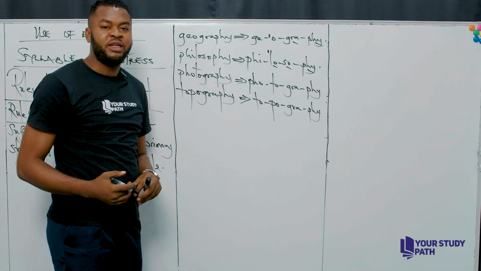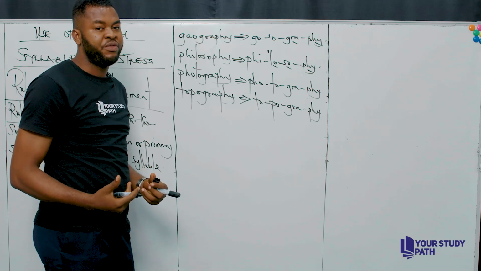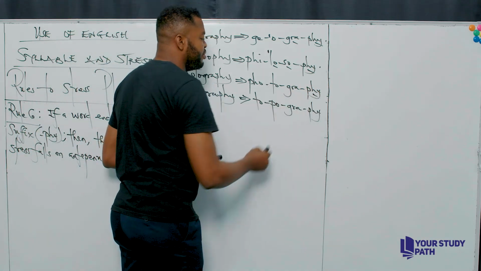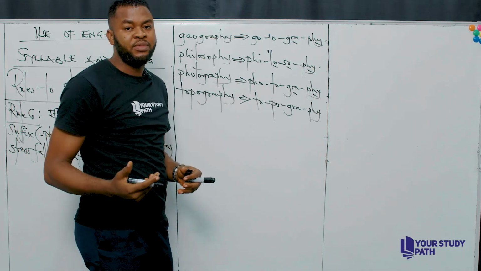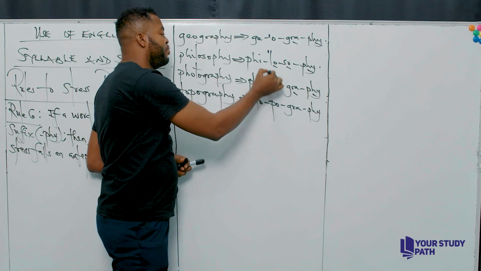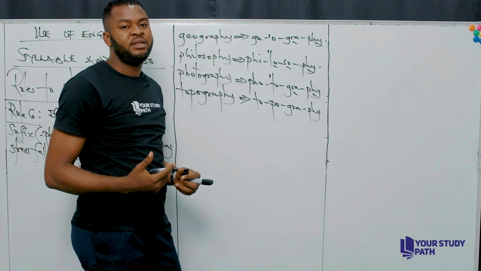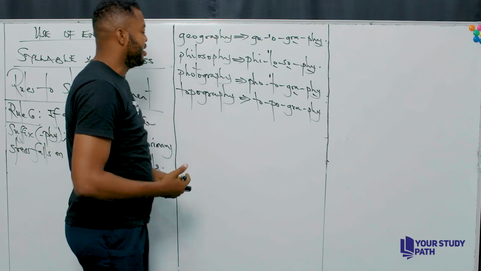You have photography. Now you have the last syllable, that's the ultimate. Then you have the second to the last syllable, that's the penultimate syllable. And here is the third to the last syllable. So you place the stress before it. Okay? Is that taken? Now let's look at the last word.